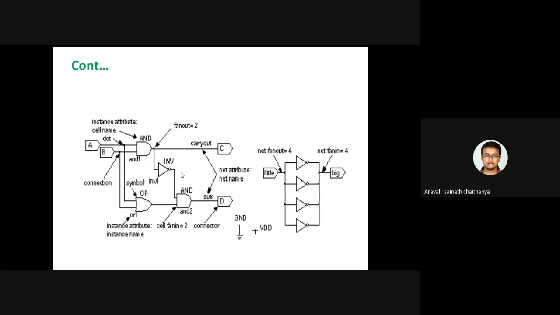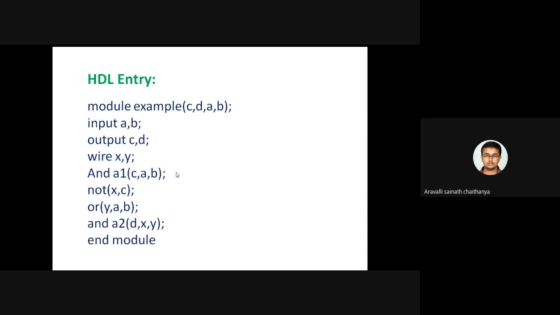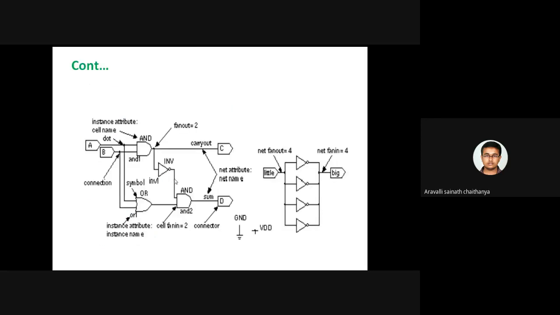The inverter will have one input and one output. So NOT X comma C. C is the input for your inverter or NOT gate, and X is your output. So this is the wire called X. And let me name the output of your OR gate as the wire Y.